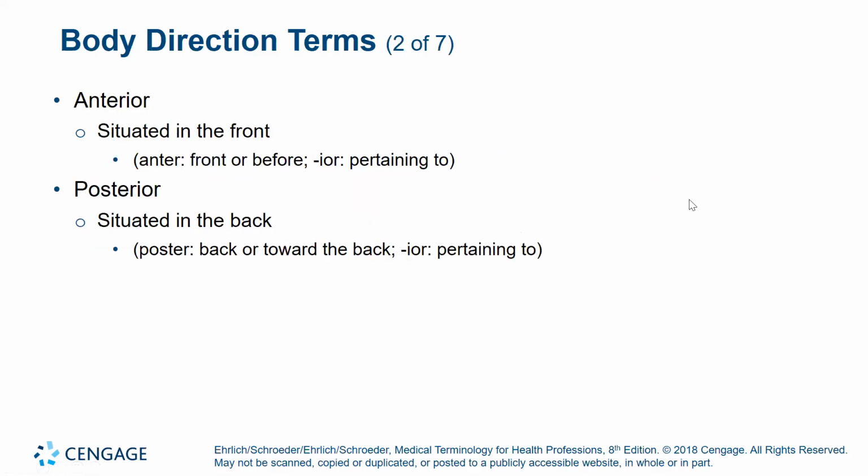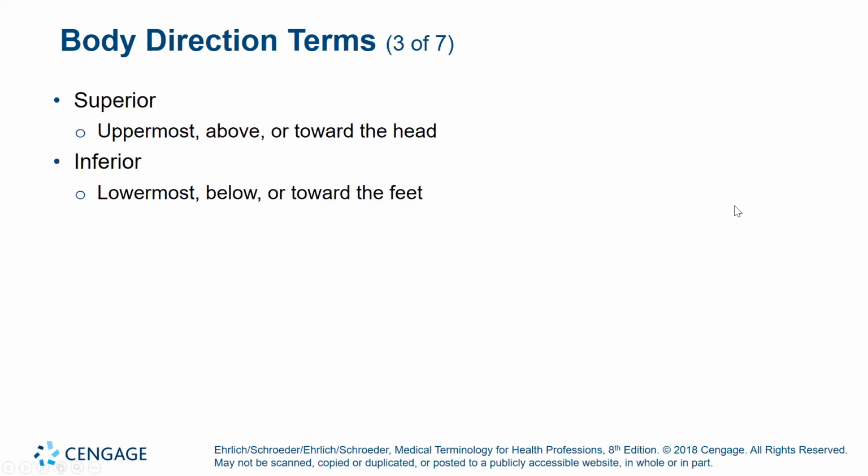Next, we have anterior. Anter is front or before, and ior is pertaining to. So pertaining to the front. Posterior then is pertaining to the back. Poster, P-O-S-T-E-R, is back or toward the back, and ior is pertaining to. We have superior. This is above or toward the head. Inferior then is below or toward the feet.